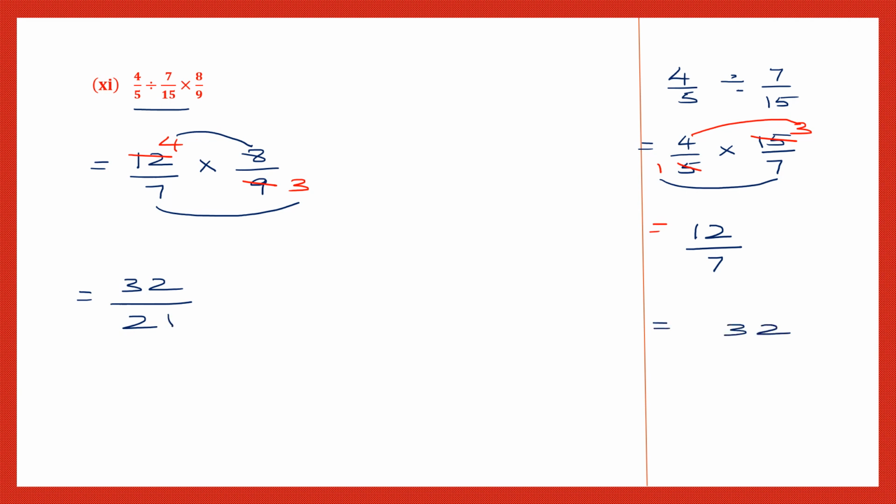Now let's convert it to a mixed number by dividing 32 by 21. 21 ones are 21. 2 minus 1 is 1. 3 minus 2 is 1. So here it is 1 11 by 21. So what is our answer? 1 11 by 21. This is our final answer.